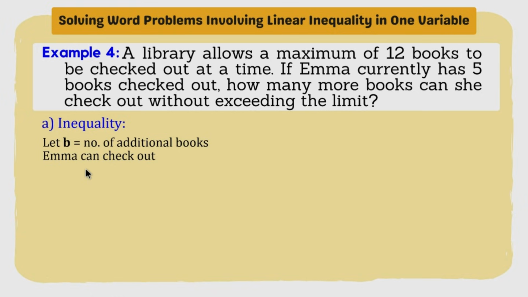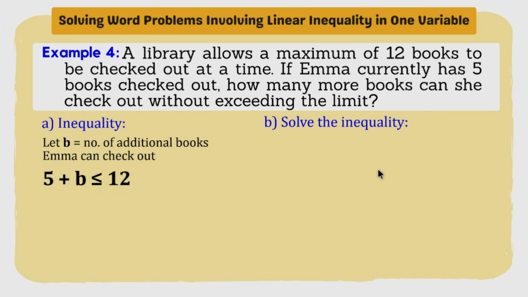Okay, so ano po ulit yung maximum? It's 12 books. Okay, so ilan na po yung book ni Emma? It's now 5. Okay, yung na-check out niya. Ilang books pa po ang kailangan niya? So we can represent 5 plus b, the number of additional books. Dapat po ay hindi tataas sa 12 books. Okay, so maximum po yung 12, kaya we will be using the less than or equal to 12. So pwede pong maging 12, pwede rin pong mas mababa sa 12.